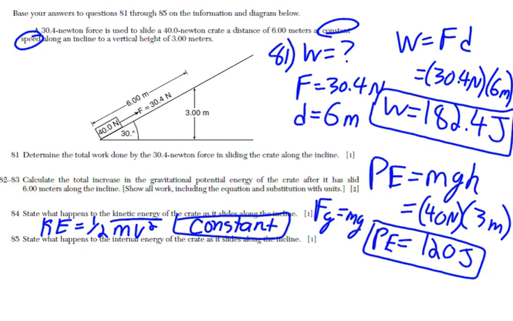Looking at this, how much energy did we put into the system? How much energy did we give to this block? Well, that's the work that we did. We did 182.4 joules of work. That's what we gave to this block. But how much energy did it actually gain? Well, that's what we solved for in 82 and 83. 120 joules.